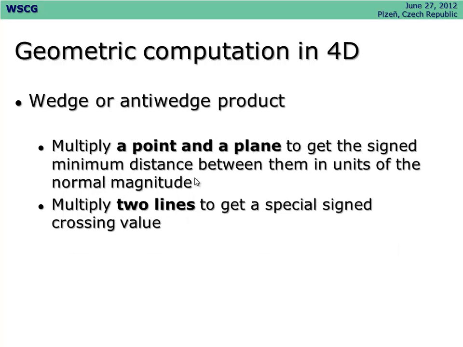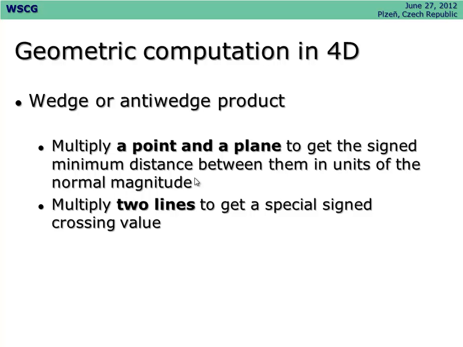Now, there are a couple more products that we can take. What happens if we multiply a point and a plane together? With either the wedge or anti-wedge product, we get the signed distance between the point and the plane in terms of the normal magnitude. And it doesn't matter if you take the wedge or anti-wedge product, you'll get the same number out of it, same magnitude, the same sign.